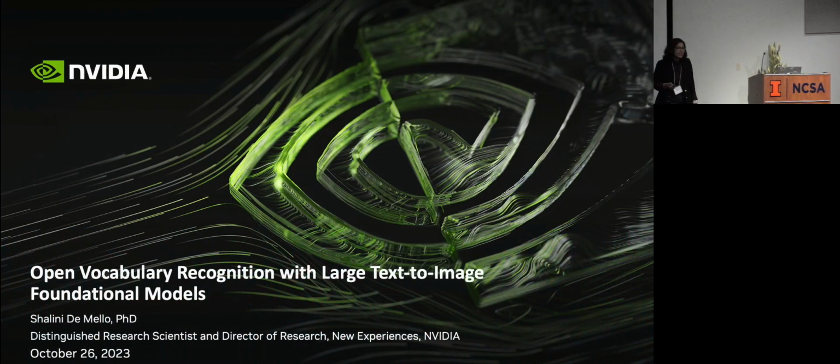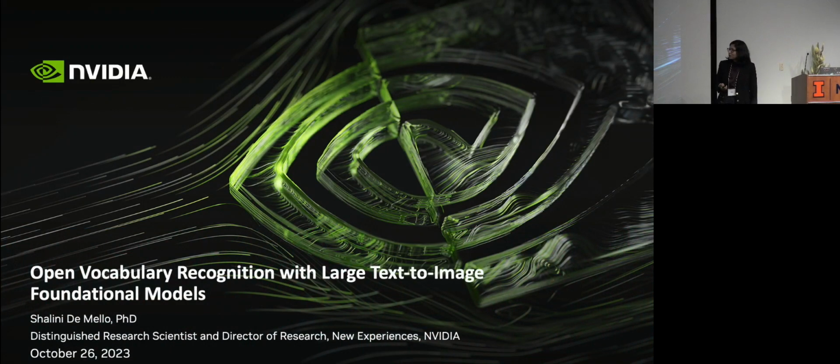Hello, everybody. Today I'm going to be talking about an interesting problem, which is open vocabulary recognition with large text-to-image foundational models. In this context, I'm going to be talking about both CLIP-style contrastive models as well as coupling them with generative models, which is sort of the theme of this talk.